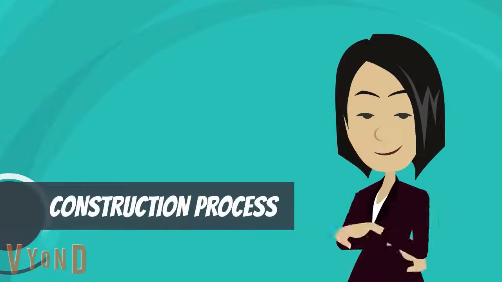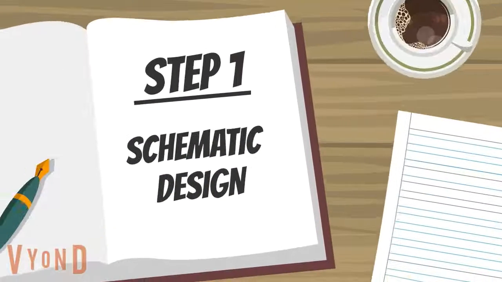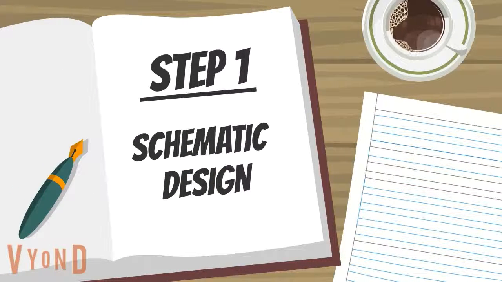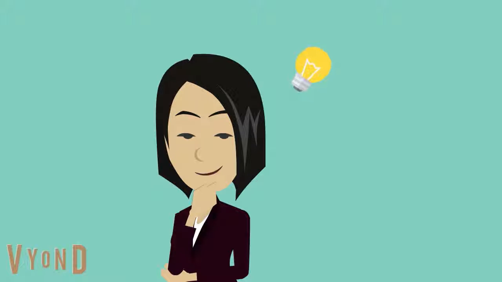There are 5 steps in this construction process. Step 1. Schematic design process. This step refers to the planning of the construction project.